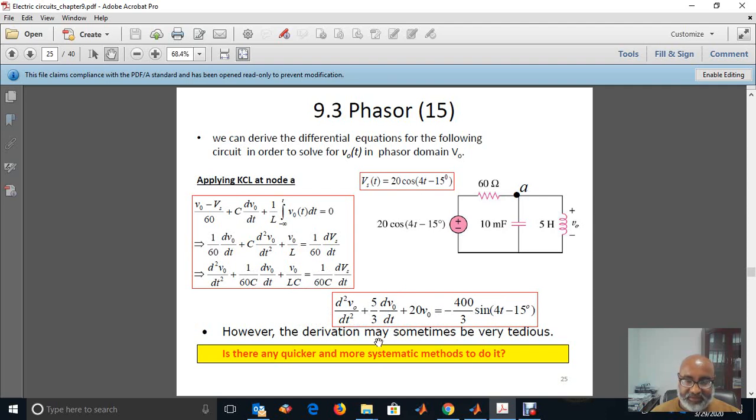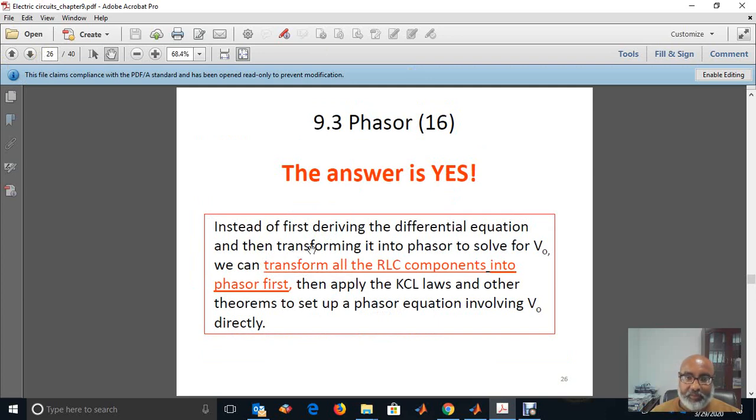We said this technique can be tedious, for example for more complex circuits, so we are talking about how this can be simplified. Instead of first deriving the differential equation and transforming it into phasor to solve for the output voltage V naught, we can transform all the RLC components into phasor form first, and then apply the KCL laws, KVL laws, and other theorems. So that's the target of this lecture.